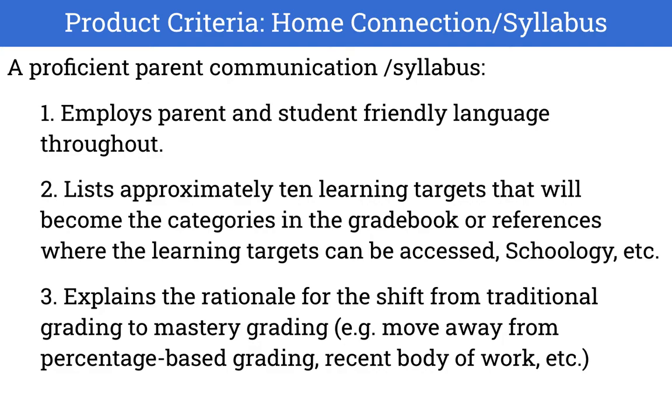A proficient parent communication is going to include the following 6 criteria. Employs parent and student-friendly language throughout. Lists approximately 10 learning targets that will become the categories in the gradebook or references where the learning targets can be accessed. Explains the rationale for the shift from traditional grading to mastery grading.